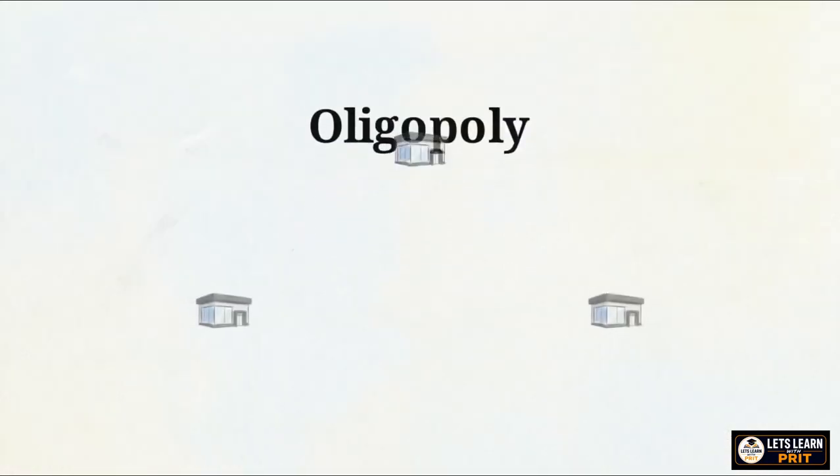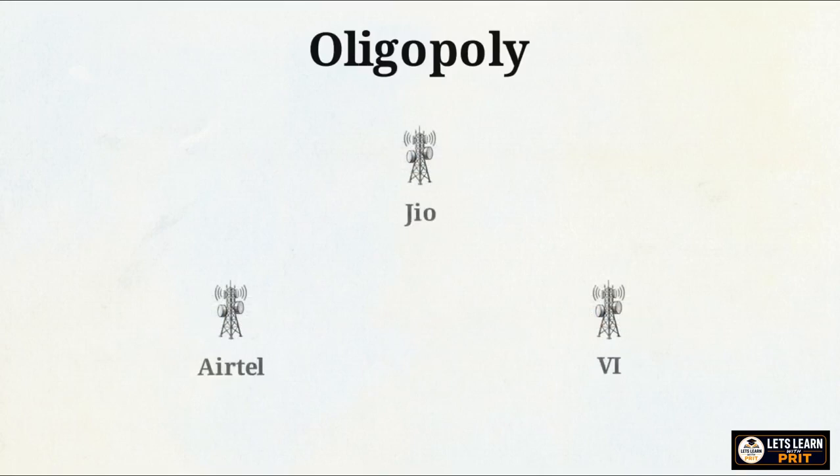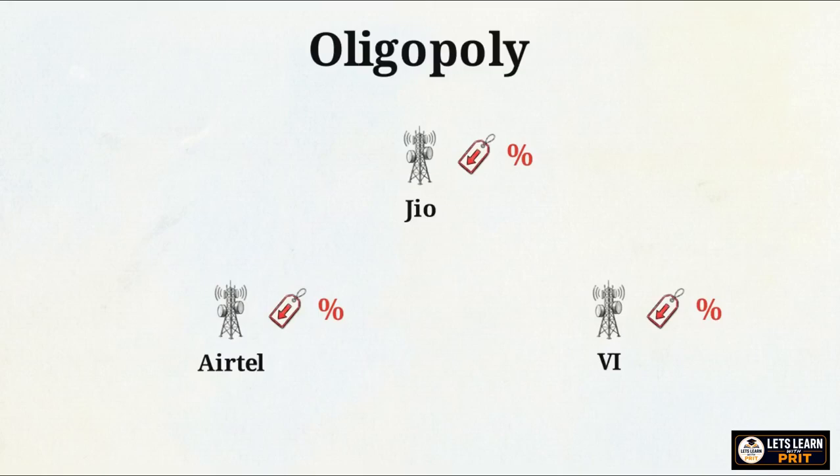Take oligopoly. In this market, a few large sellers dominate with intense competition. Look at the Indian telecom sector, Jio, Airtel, and VI. If one player changes their data plan, the others must react immediately to stay in the game.